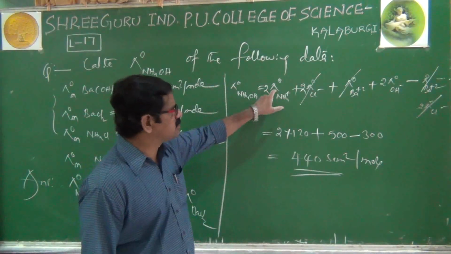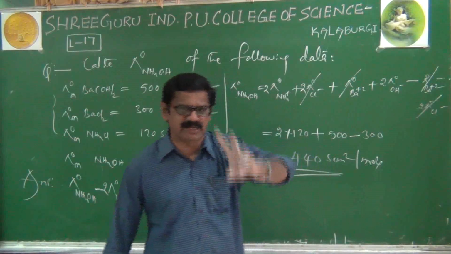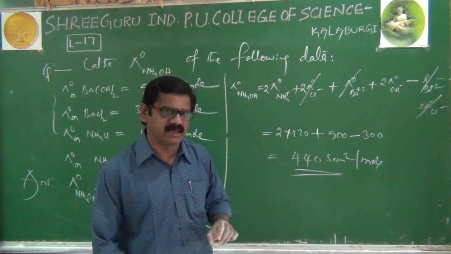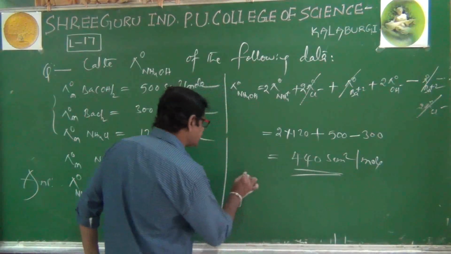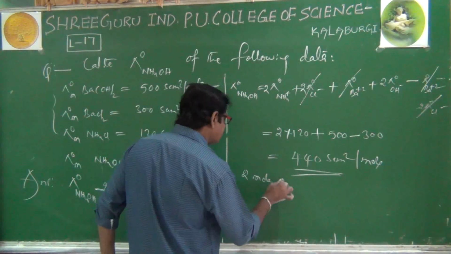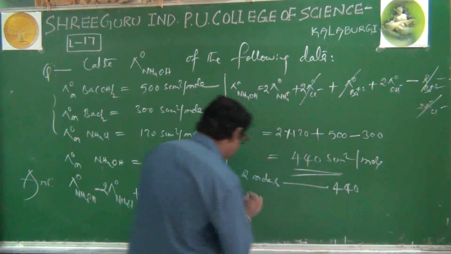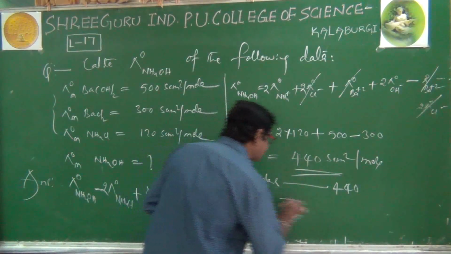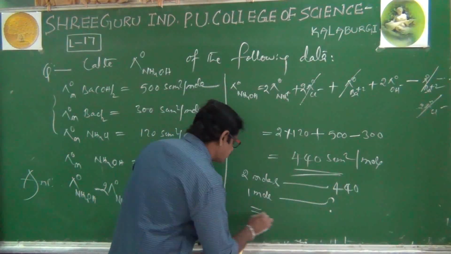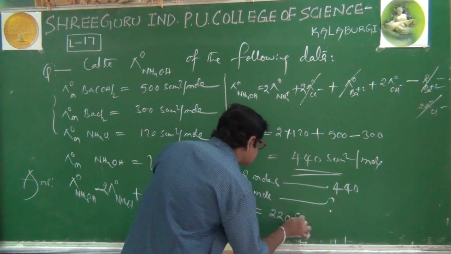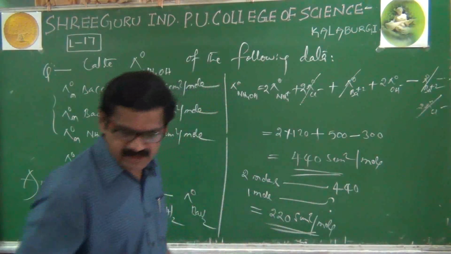Because here we have 2 moles of ammonium ions and 2 moles of hydroxide ions, nothing but 2 moles of ammonium hydroxide, the value is obtained. But we need it for 1 mole of ammonium hydroxide. That's why we will do it like this. For 2 moles of ammonium hydroxide the value is 440. Then for 1 mole of ammonium hydroxide, how much? 1 into 440 divided by 2. That is nothing but 220 Siemens centimeter square per mole, which is our answer.